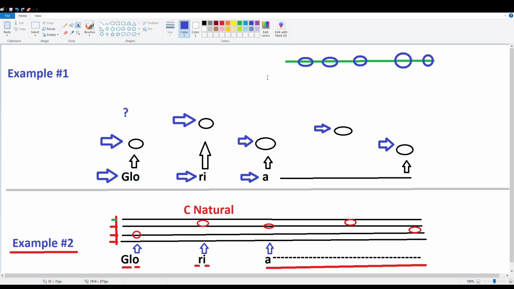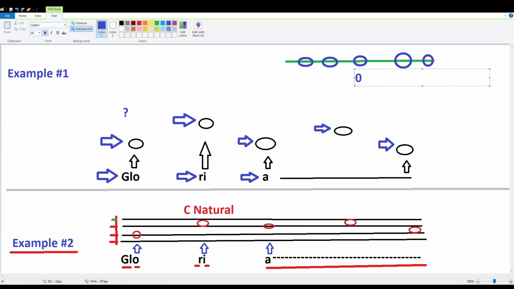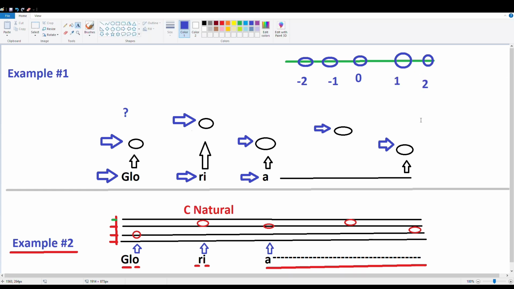So this is 0, and then this might be -2, and let's call that -1, and then here we have +1, +2. Okay, what does this have to do with music? Well, the idea of the number line is you've got some value, and then you have equal spacings to other values. So 0, 1, 2, 3, 4, etc. And -1, -2, -3. Well, the same thing works here with our musical example, example number 2.